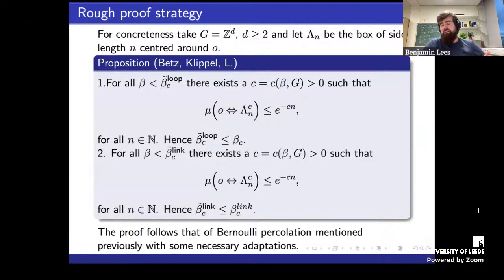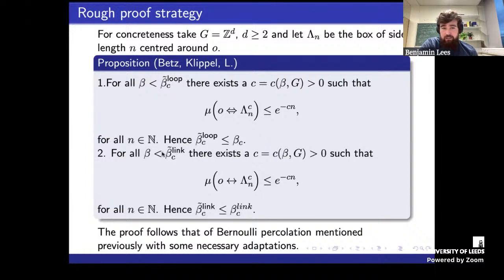So suppose we're on Z^d for d at least 2 to be concrete, and we'll take a box of side length n centered at the origin. Then below this tilde loop critical value, the probability of a loop reaching from 0 to outside the box decays exponentially in the side length of the box, which hence shows that the beta tilde loop is no bigger than the usual beta critical for loops.